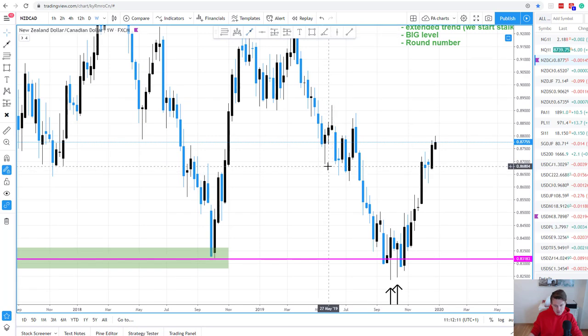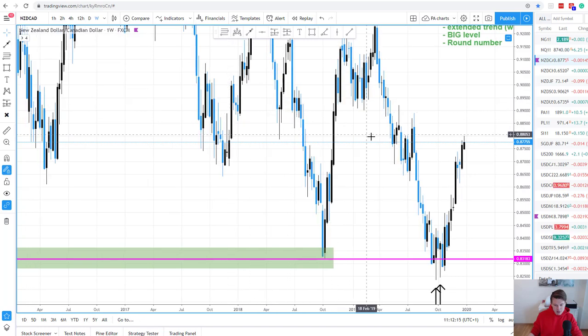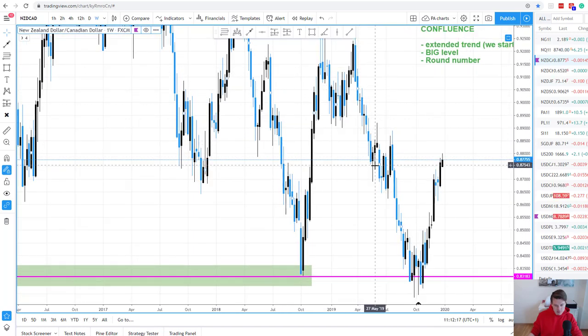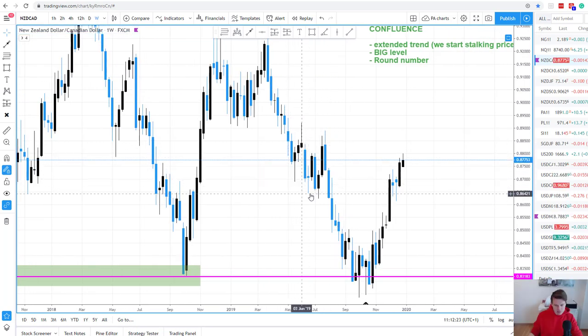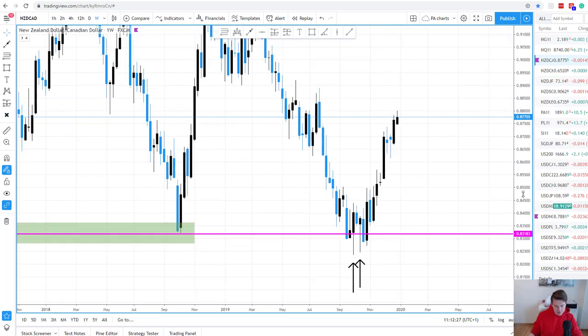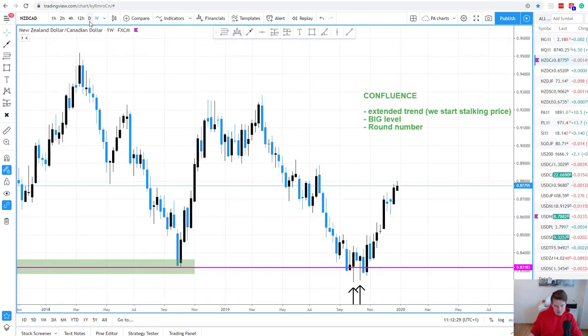By the way, you can also see that there was also something like this. There was also a wick, but this happened in the middle of nowhere. It happened in the middle of the range. The trend here was not very long, not very exhausted, or not very extended. So we don't have any of the confluence factors that we have down here. So it's a very, very important difference.